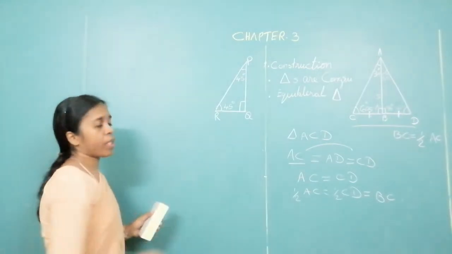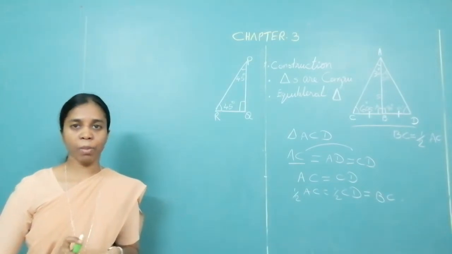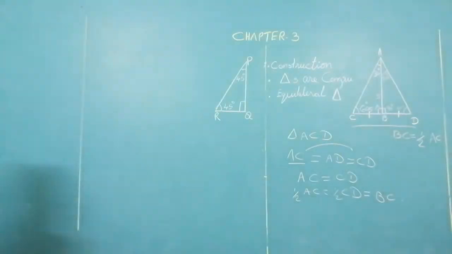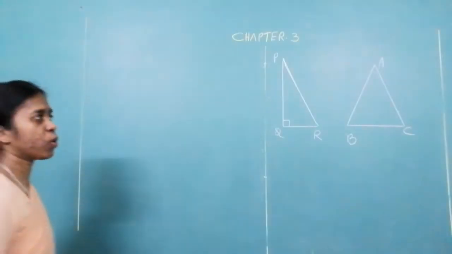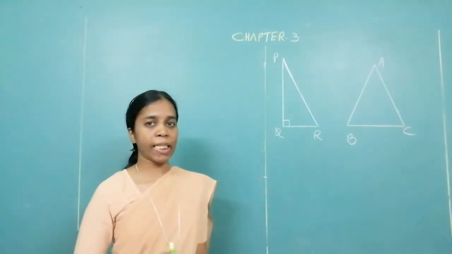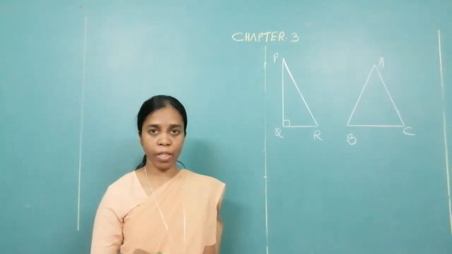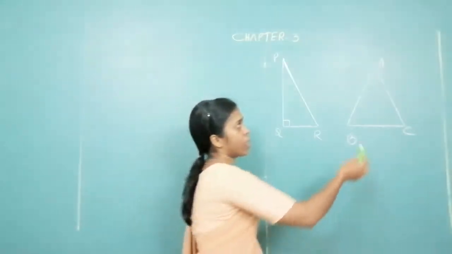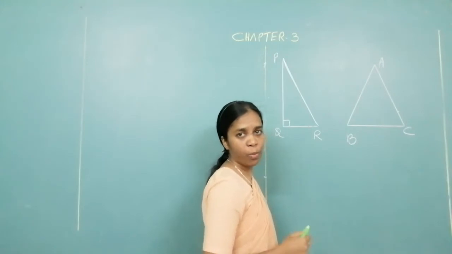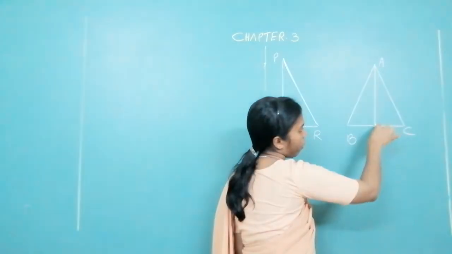Now, we shall recall something we have learnt. That is median. Do you remember what you have learned about median? Just try to recall what you learned about median. What is median? Median is a segment. I repeat, median is not a line, not a ray. It is a segment joining the vertex, these are the vertices of the triangle, to the midpoint of the opposite side.